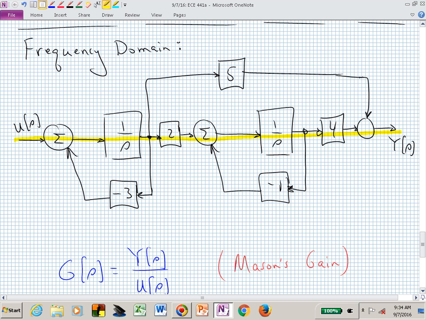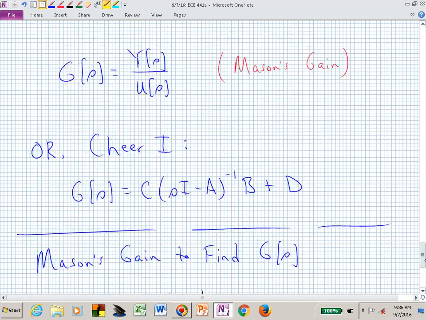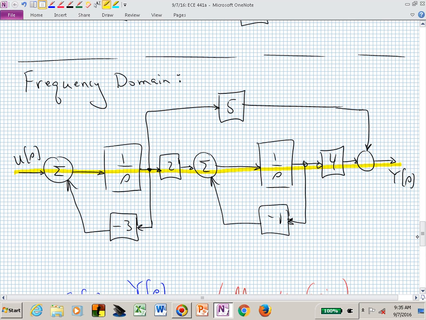That's path number 1. Does everybody see path 1? Going from input to output. P1, and so now I need to label this. P1 is now 8 over S squared. And that was coming from that yellow highlighted path. I just pick up all the gains and transfer functions that occur as I go from U to Y. Is there another path to go from U to Y?